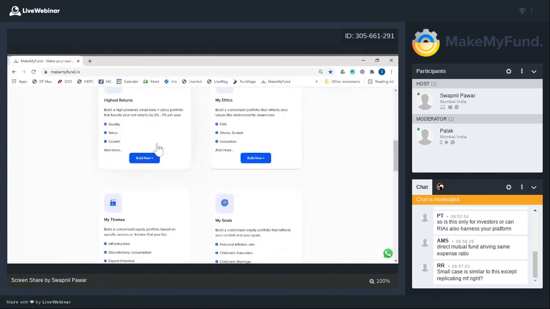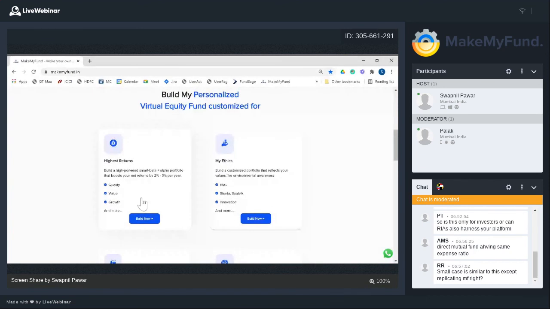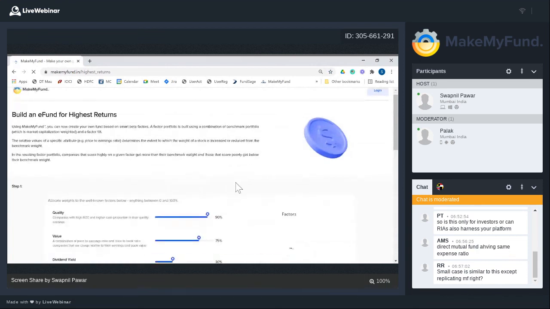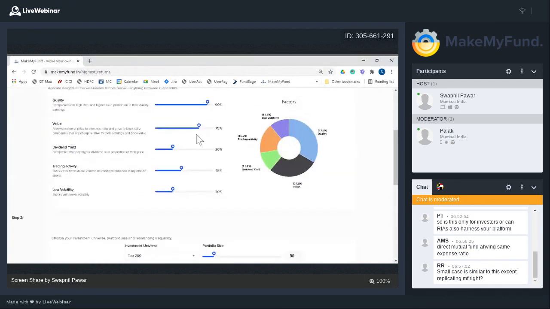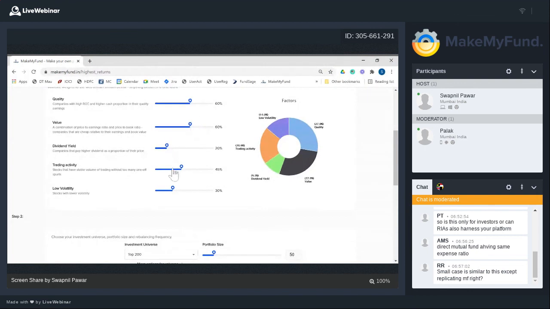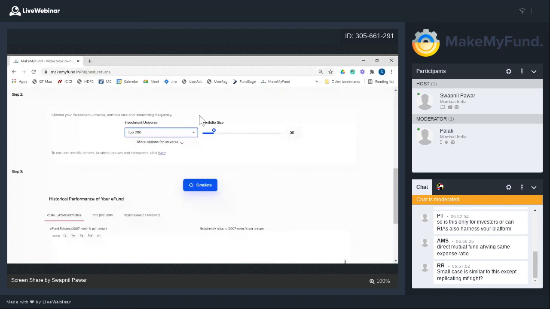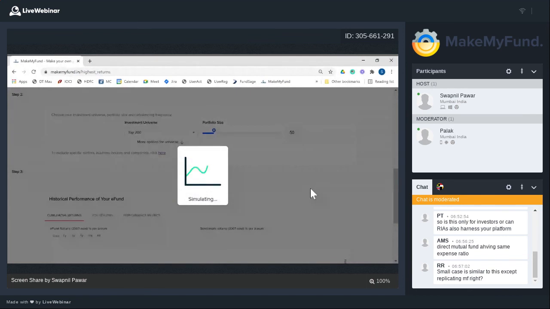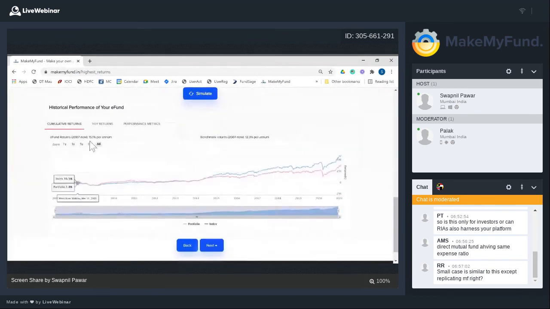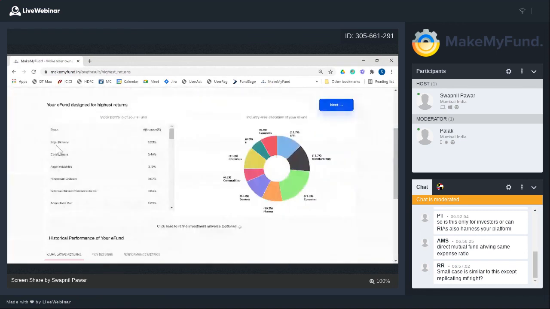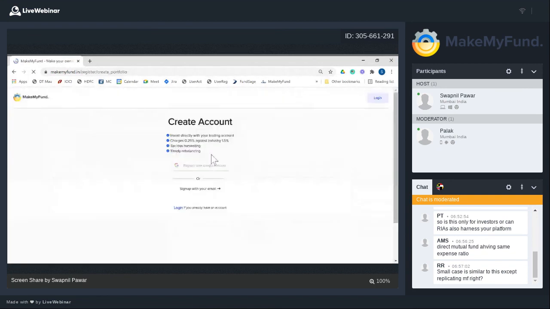So here, for example, if you're an RIA, you can say, I want to build portfolios for my customers. I'll build a highest return portfolio, which is not using mutual funds, using stocks directly. I figure out my selection of factors, my universe, whether it's top 200, my portfolio size. I can even exclude specific sectors here. I check how it has done in the past in terms of performance. I like the performance, and I go ahead and build a portfolio. I look at the stock portfolio, I like it enough, and I go ahead and save it.